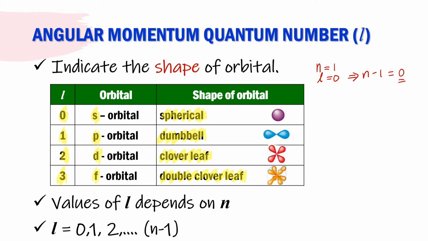For the next example, let's say n equals 2. The possible values of L can be 0 and 1. We get this number from n minus 1, which is equal to 1. This number represents the maximum value of L, so we can write it from 0 to 1.